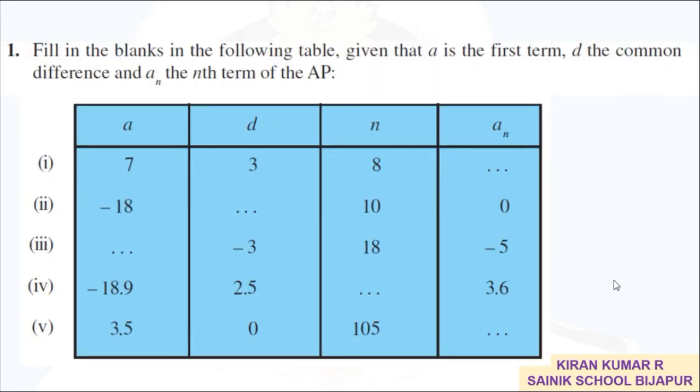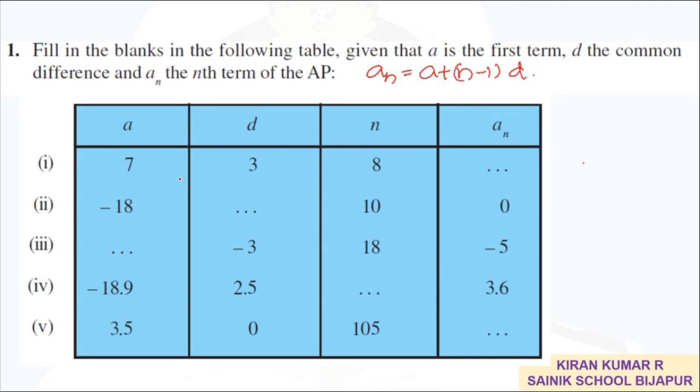Before winding up this session, I would like to solve one question from the textbook. Fill in the blanks in the following table. Given that a is the first term, d is the common difference, an is the nth term of the AP. This is related to the nth term of an AP, so you must remember the formula an equals a plus n minus 1 into d.